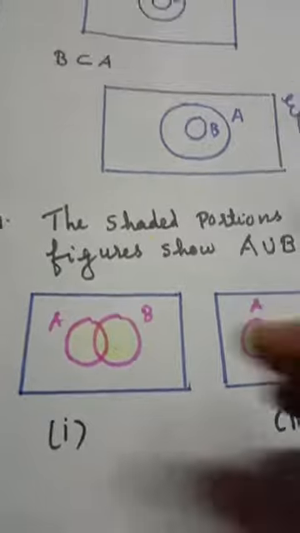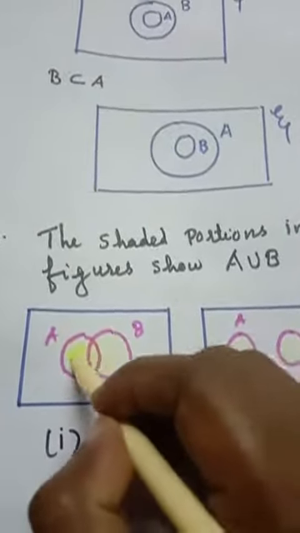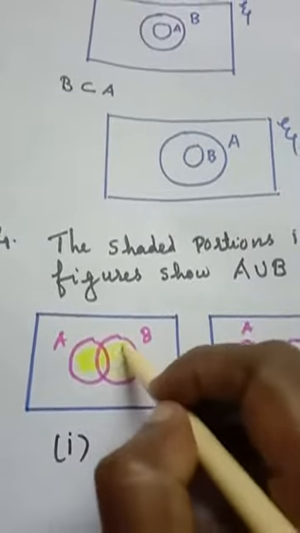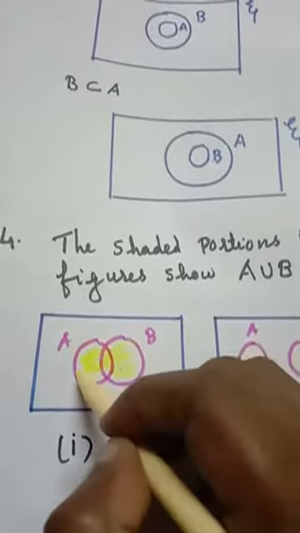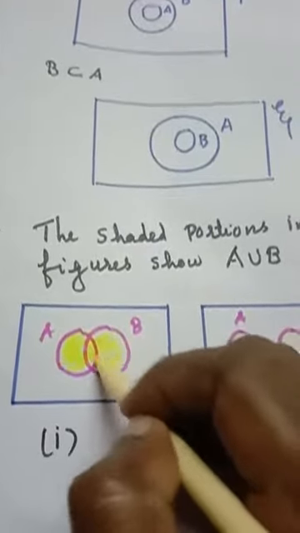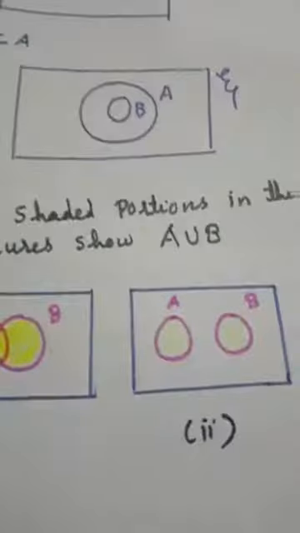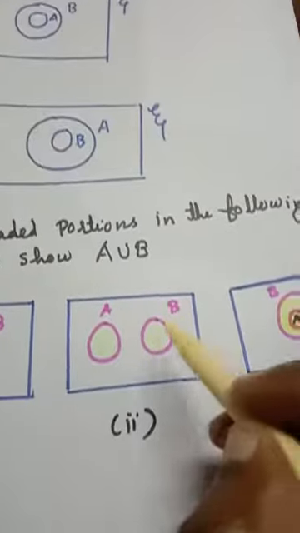A union B means all the elements of A and B. So, we want to shade A union B completely. Union means all the elements in A and B. Okay, so shade it completely, A and B. Next, what type of set is this?